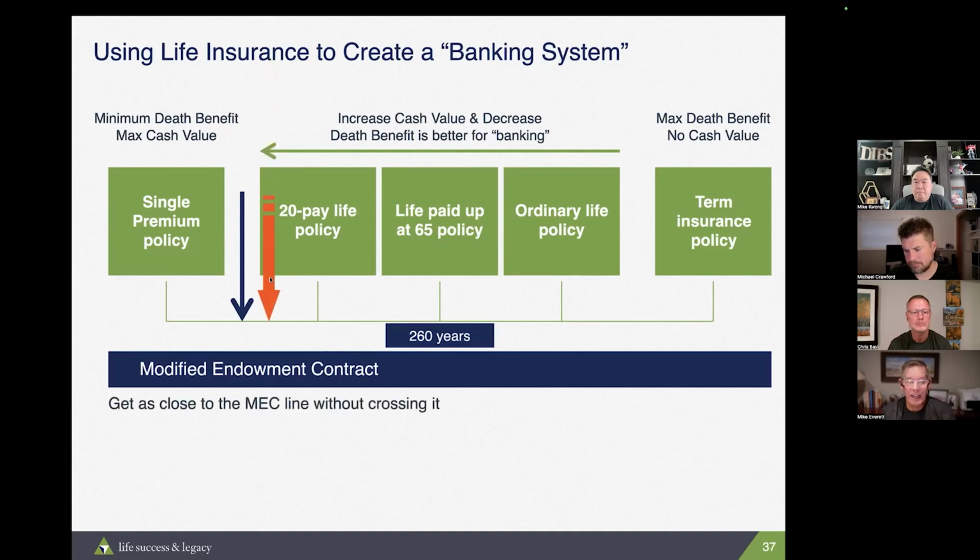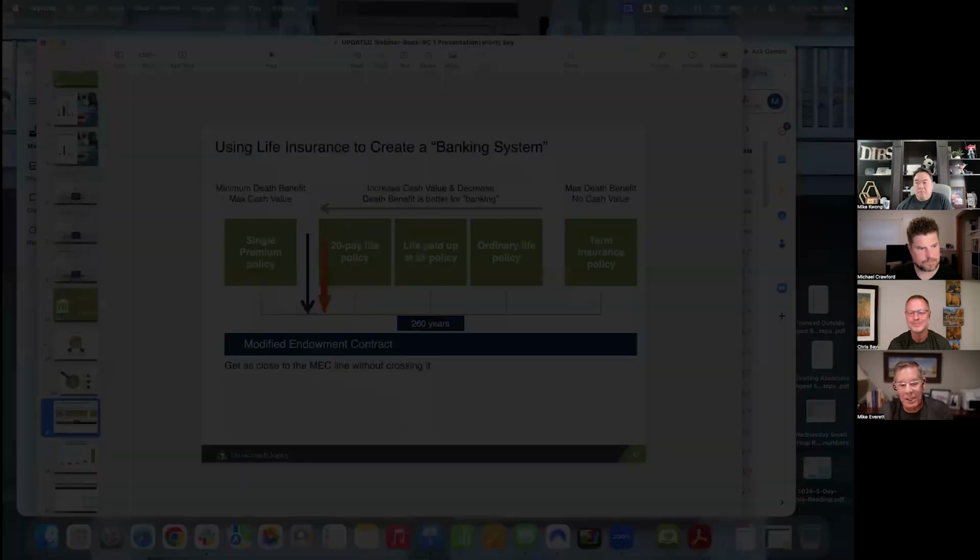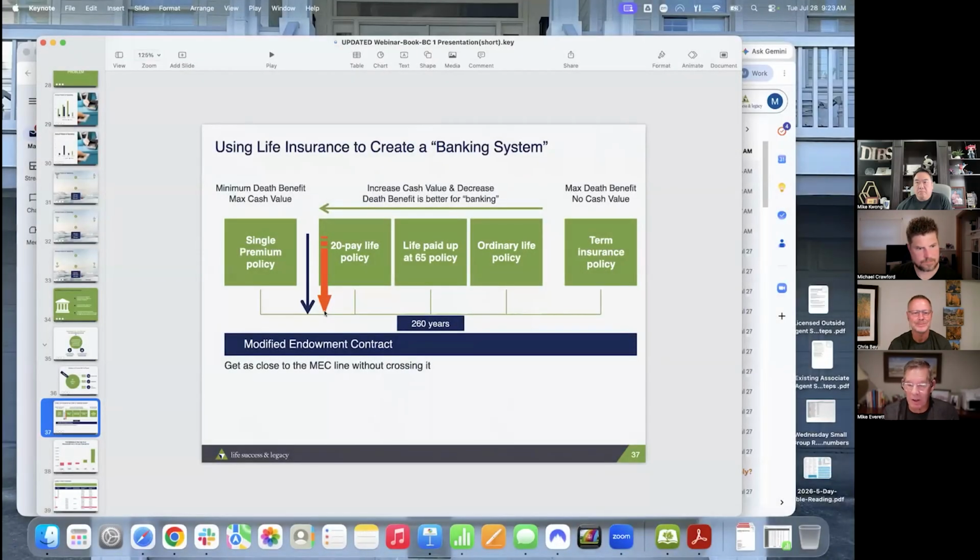We're going to get as close to this modified endowment contract line without crossing it, because we don't want it to become an investment where you have to pay income taxes. Basic. But now we're going to get to what we're talking about today. Okay, so I'm going to jump off of this so I can start playing with these things. So what ends up happening is all of these things are in Nelson's book, by the way.